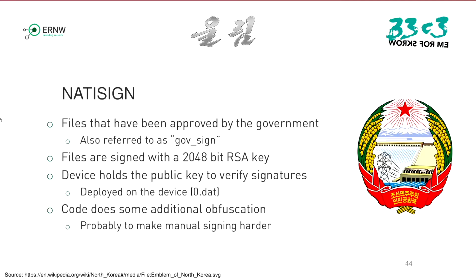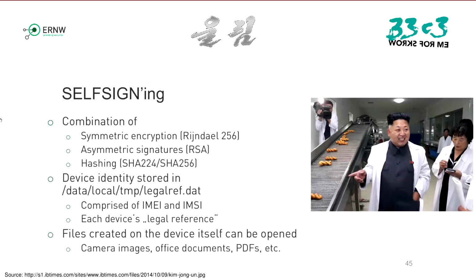Just some quick words about the nation sign, and the code mostly also refers to it as government signing. It's basically an RSA signature with a 2048-bit RSA key. The public key is just stored on the device, the private key is held by the government. And in addition to the signatures, it just does a lot of obfuscation work. So also on a bit level, it's trying just to shift some bits. We think that it's just doing this to make it harder to sign the files yourself, but from a security point of view, it doesn't make any difference. What we focus more on is the self-signing mechanism.